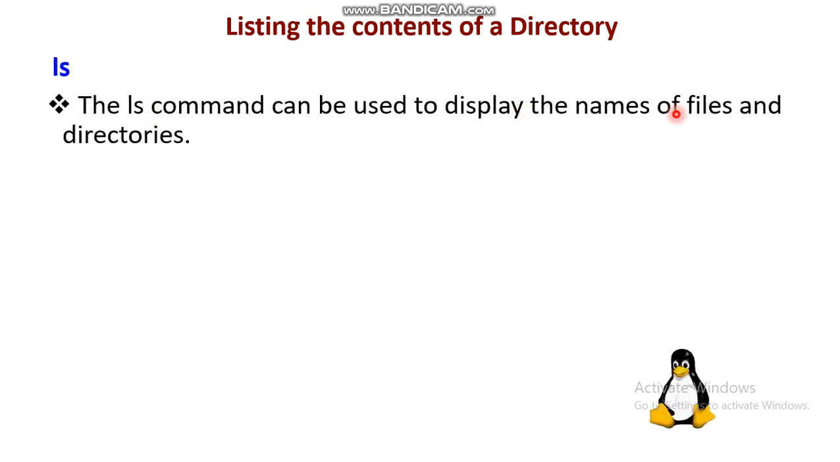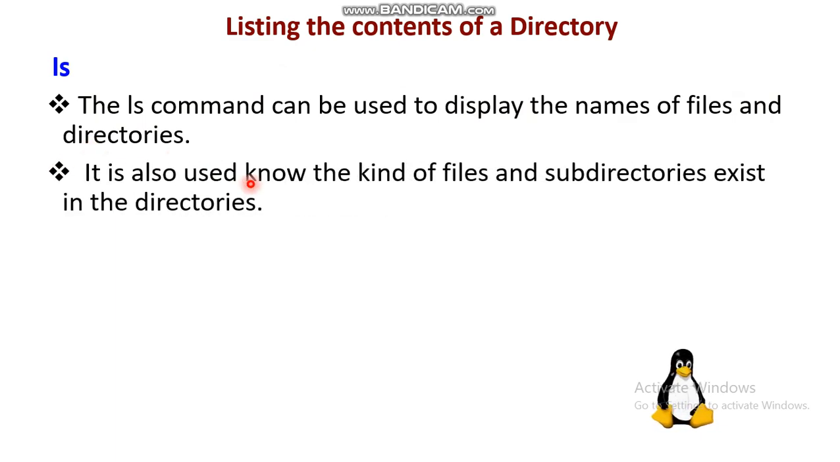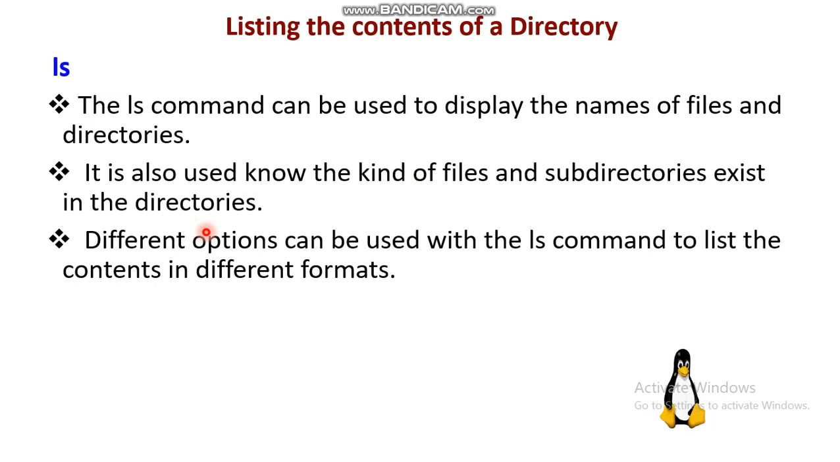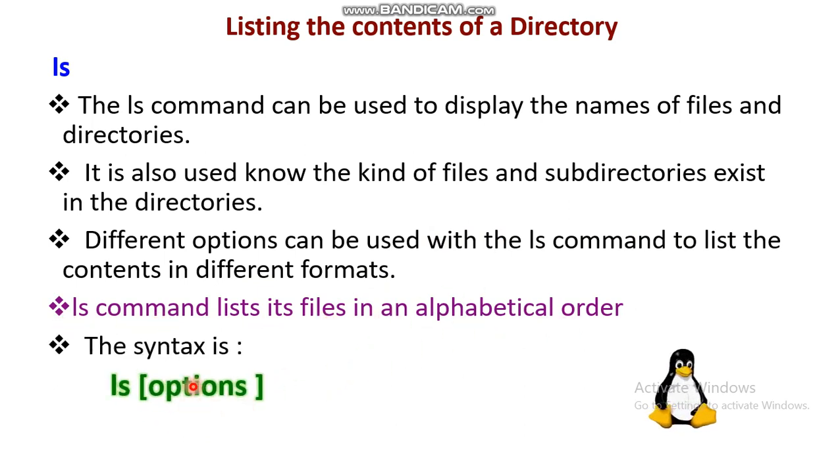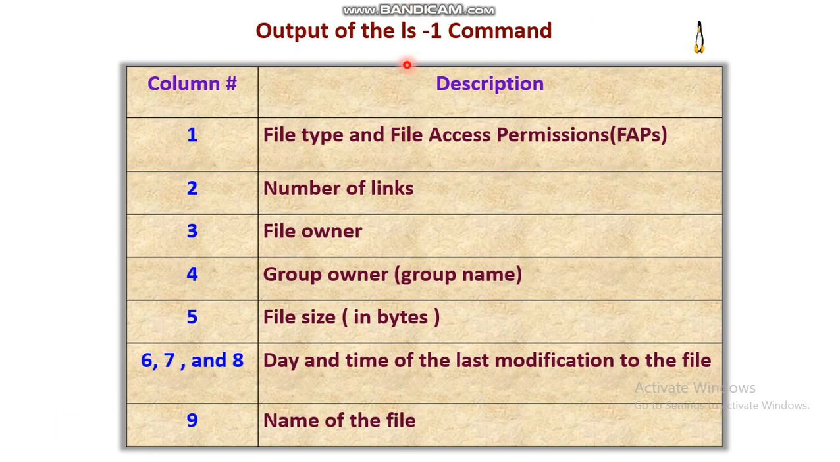Next command is for listing the contents of a directory, ls. The ls command can be used to display the names of files and directories. It is used to know the kinds of files and subdirectories that exist in the directory. Different options can be used with the ls command to list the contents in different formats. The ls command lists its files in alphabetical order. Syntax: ls options. The ls command is always used with different options. So whenever you use the ls command, you will receive the output in 9 different columns.